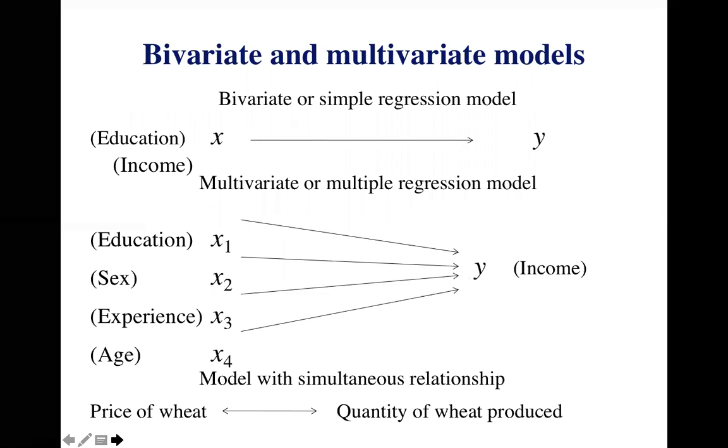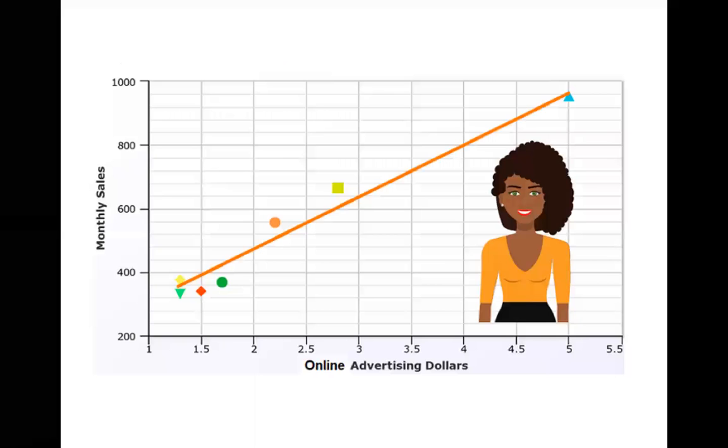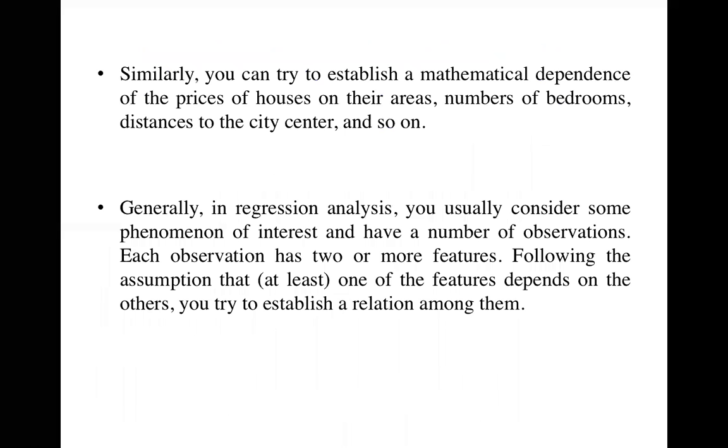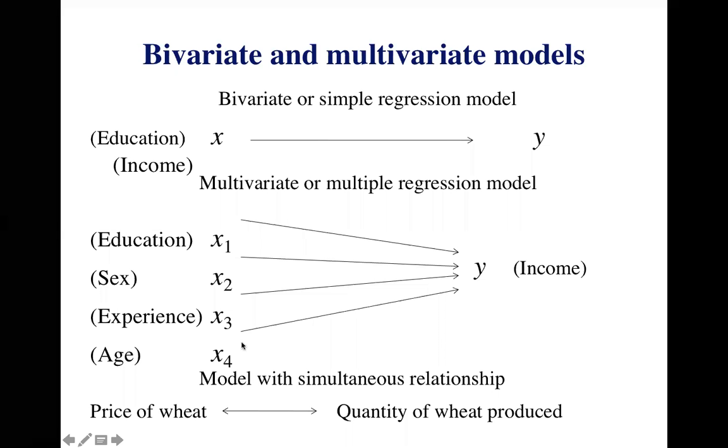And bivariate or multivariate models. So far we are studying a simple regression model. That means there is a single variable that has influence over the y-axis, like this. This is a single variable. Online advertising in dollars is a single variable that has influence over the y-axis. That means the monetary sales. But in multivariate or even in bivariate regression, we go for multiple variables that have influence over the y value. For example, a person's income is based on experience, age, education, etc.